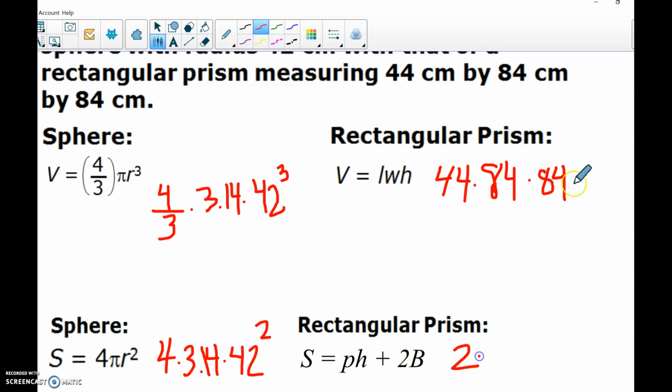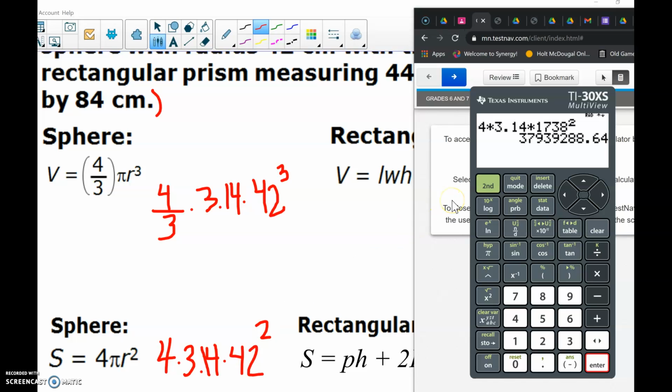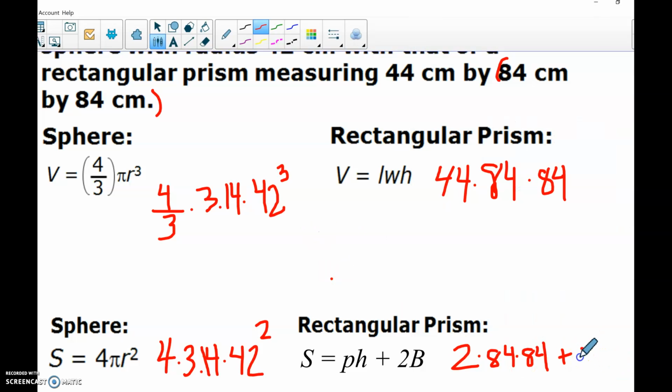So 2 times the area of the base. So we just have to decide what the base is. So let's say that it's a square base. That's the base there. So area of the base plus perimeter of the base. Well, if the base is 84 by 84, we're going to do 84 times 4, because it's a square, 336, the perimeter of the base. And the height is the only number left, it's 44. Okay, so we're going to compare these all.